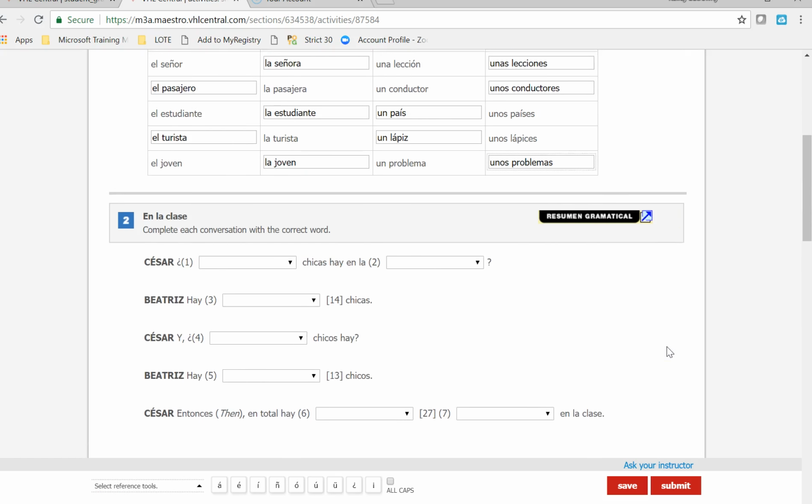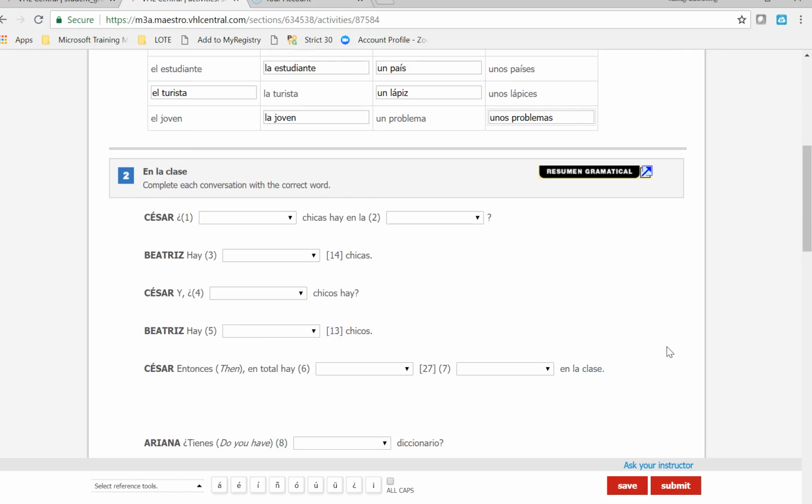The next section, la parte dos, complete each conversation with the correct word. So I have drop downs here for each one. I have a conversation between César y Beatriz. So I have to choose here. I'm going to find what my choices are. I have cuántos or cuántas. And then my next word here is chicas, and la blank.